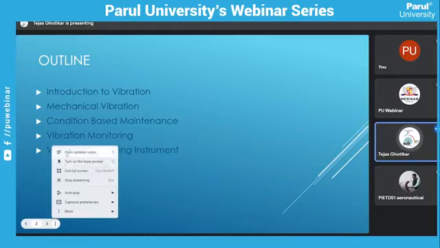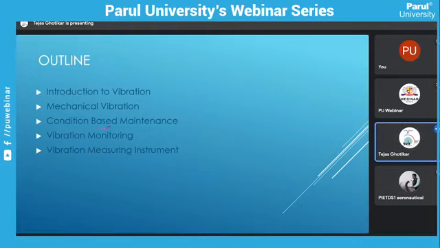Condition-based monitoring. Okay. So why are we going for vibration monitoring? It is because of this condition-based maintenance system. And then we'll go over vibration monitoring, and if time permits, we'll go over vibration measuring instruments. It's a very small topic. We will go over a few of the instruments quickly. So this will be the outline.